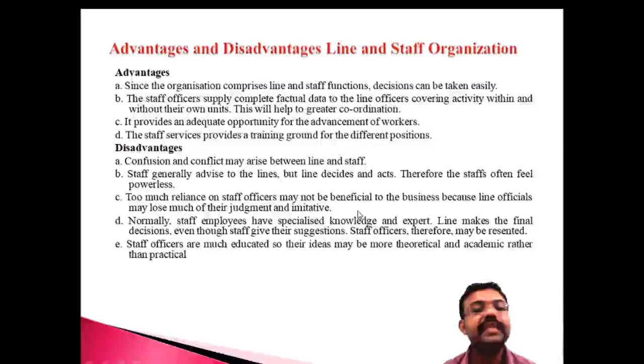And staff generally give advice to the line, but the line decides the action. So sometimes the line managers, meaning top level managers, ignore the staff advice. Staff give advice, but the line manager does not consider these advices from the staff managers. That is another drawback of the line and staff organization.